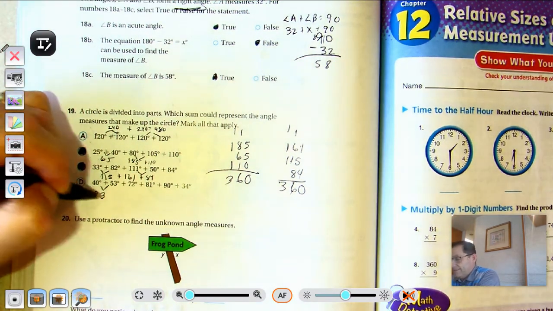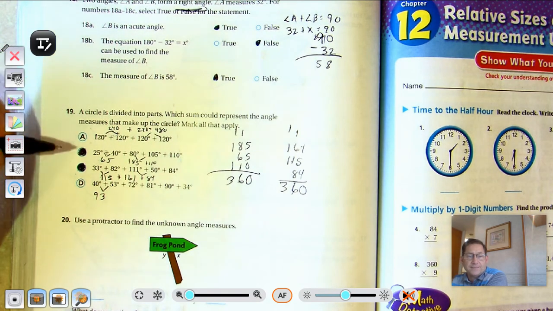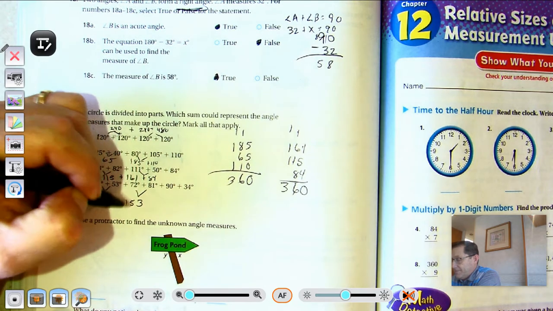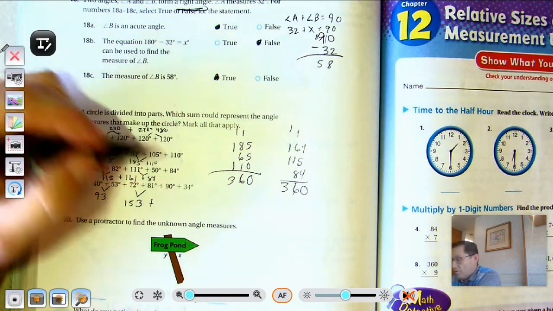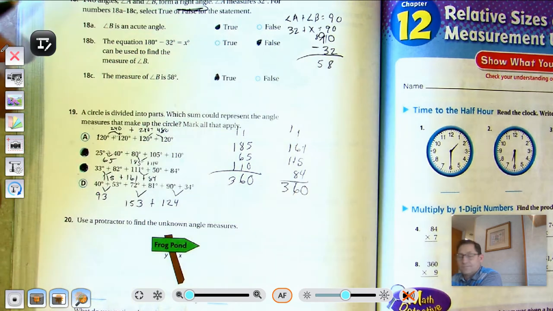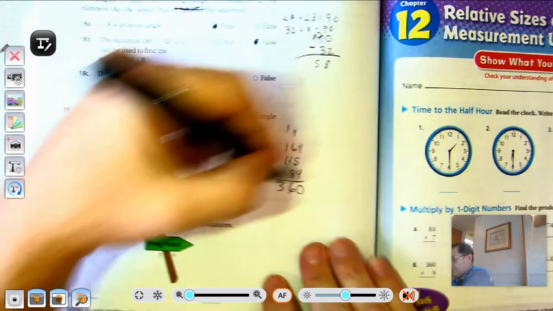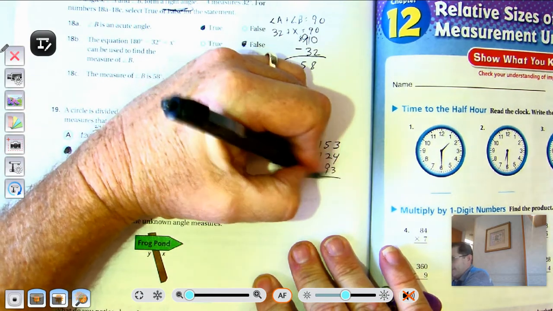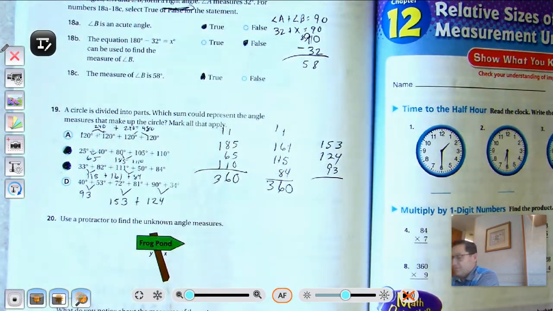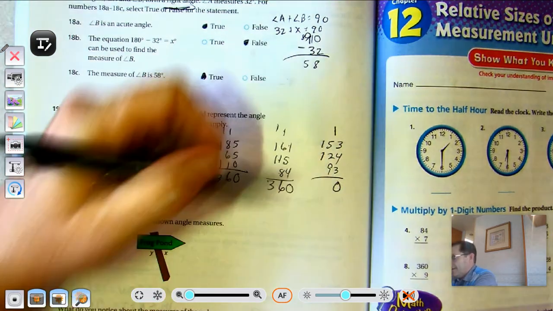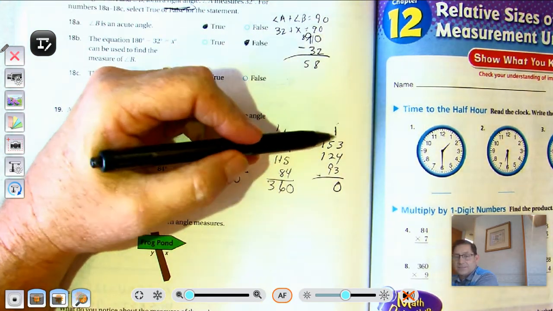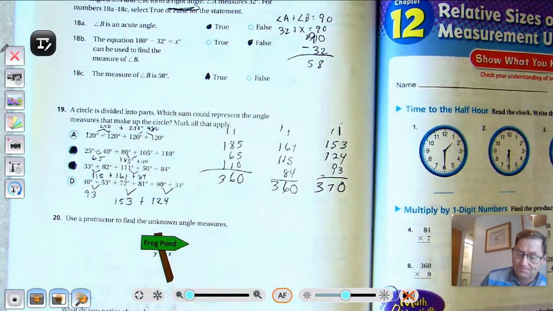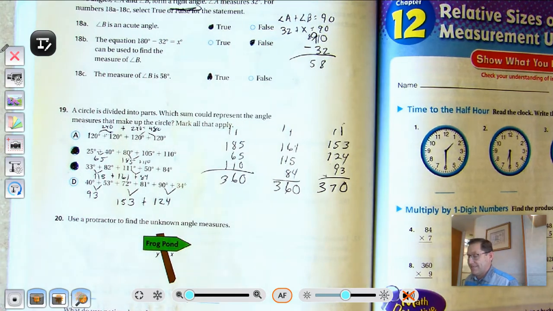We have 93. 50 and 3 and 40 is 93. 72 and 81 is 153. 90 and 34 is 124. All right, so let's add these sets of numbers. 120, 153, 124, and 93. 3 and 3 is 6, plus 4 more is 10. 9 and 1 is 10, plus 7 more is 17. So no, that's 370. Okay, so just B and C.